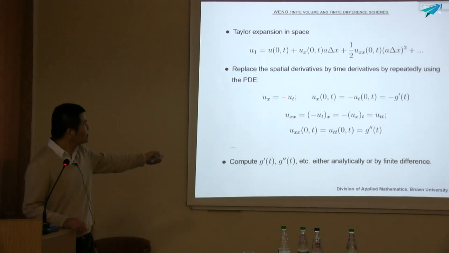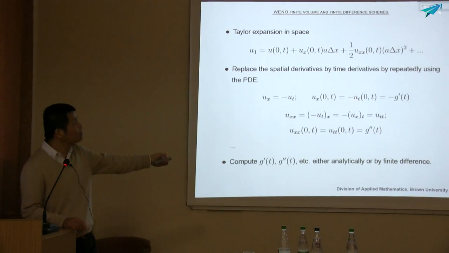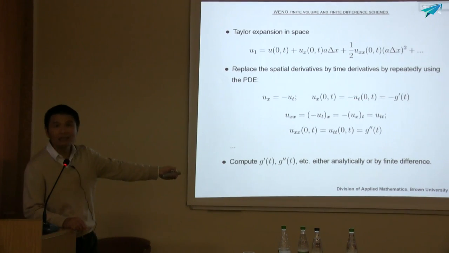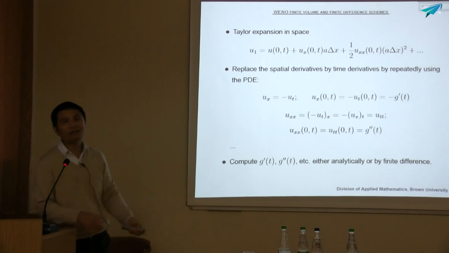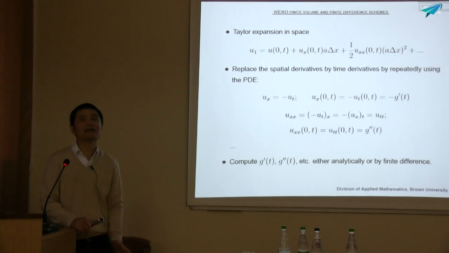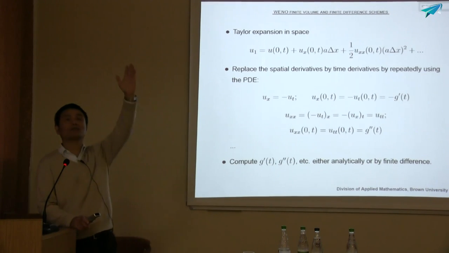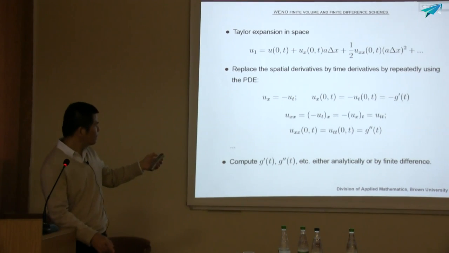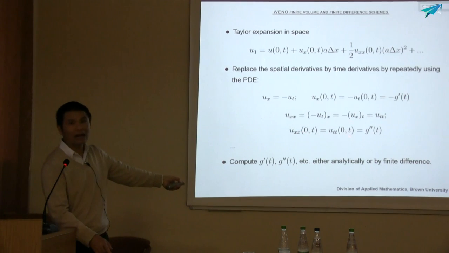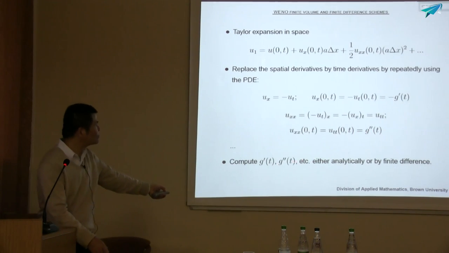So ux is minus ut, so ux at x equals 0 is just minus ut at 0, but we know that u at 0 is g(t). So the t derivative, you already know, is minus g prime of t. Once you convert everything to x equals 0, you can take as many t derivatives as you wish, because you know the boundary value for all time. So ux is just minus g prime of t. On the other hand, uxx after the procedure becomes utt, which is g double prime of t, and so on. So you get all these things.